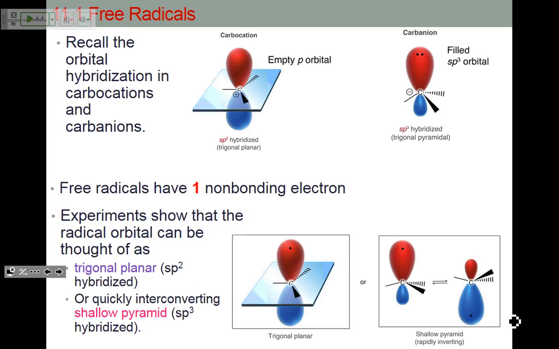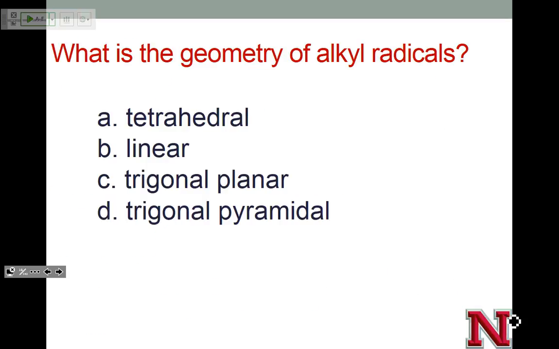Because it's not nearly as trigonal pyramidal as here, because we have 2 electrons pushing away. Here we only have 1. So we're going to mostly think about it as trigonal planar and not as the shallow pyramid that interconverts rapidly, only to make it simpler for us. But in reality, it's a little bit more complicated, but above this class. This is more of an introductory organic chemistry class, not a real organic chemistry class. So if we're looking at this, we can think about it as trigonal planar.